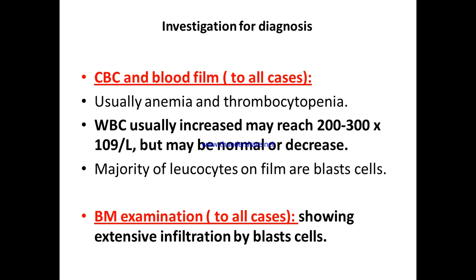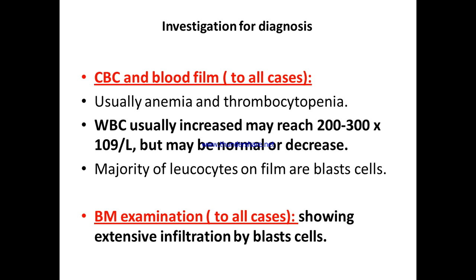What are the investigations done for acute leukemia? Of course, we will do a complete blood picture and blood film. Usually, we will see anemia. There will be a reduced number of platelets, thrombocytopenia. The white BC, instead of the upper limit of 11,000, will reach about 200 to 300,000 cells per deciliter.